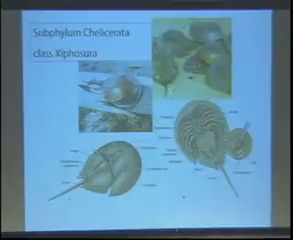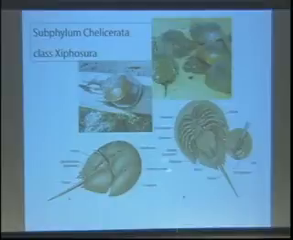That's the way they mate. This is the ventral surface here. These are their walking legs here. They have this protective exoskeleton. They have a compound eye, actually image forming.